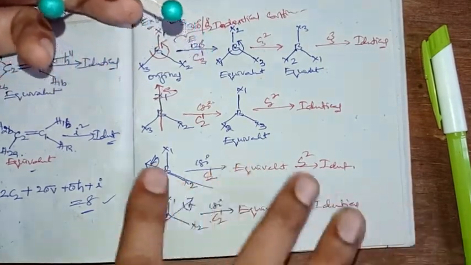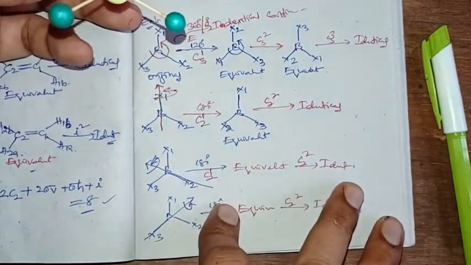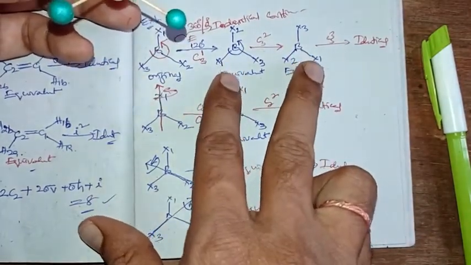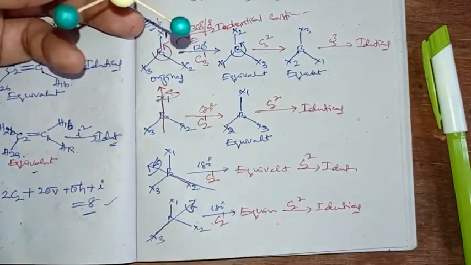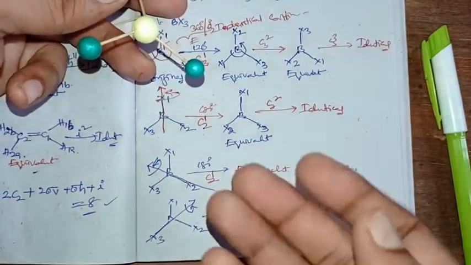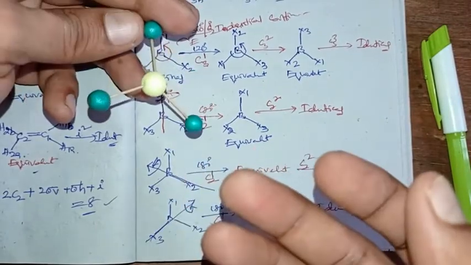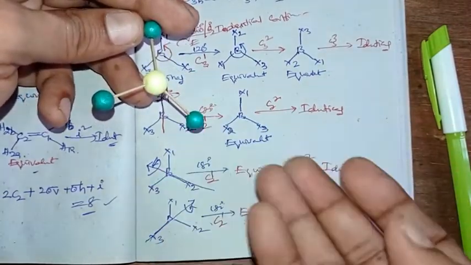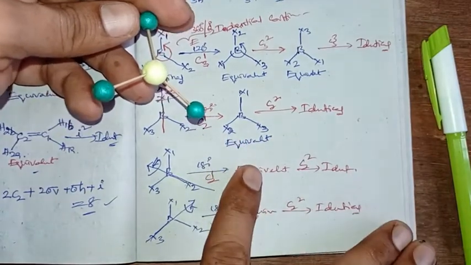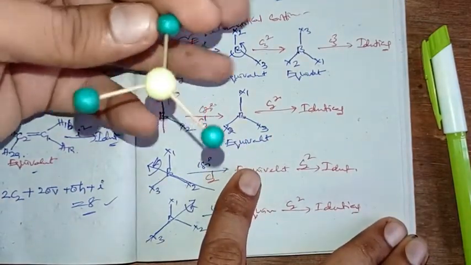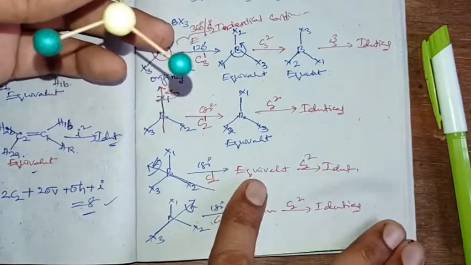So I think this explanation can help you generate the two-fold rotational axes. Like this, there are three C2 rotational axes and two C3 rotational axes possible in the BX3 molecule. If you want to check for more rotational axes, there are none. These are the five rotational axes only: two C3 and three C2.